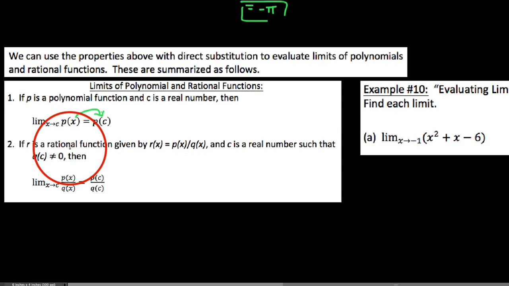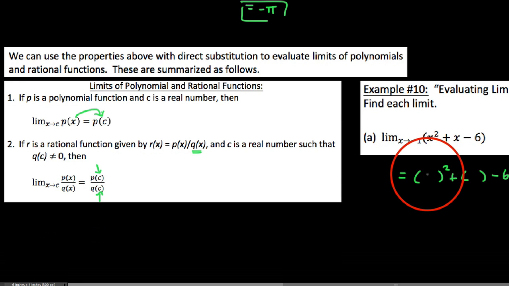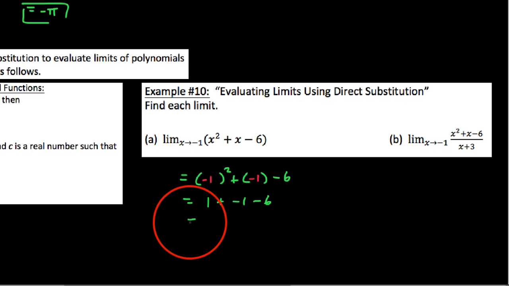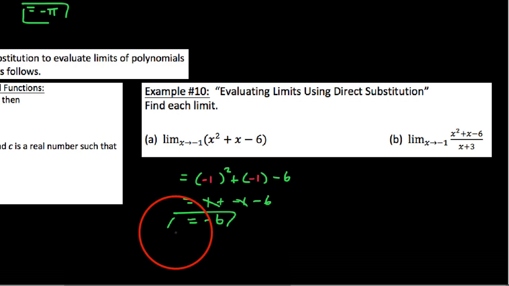And also, if r is a rational function, given as a polynomial over a polynomial q, and c is some real number such that q of c doesn't equal 0, as long as this doesn't equal 0, then the limit of this rational function would be what you get when you just plug c into the top and the bottom. So looking at this here, the limit as x gets really close to negative 1 of this polynomial function would just equal what we get when we directly substitute this into our function. As long as we're defined, we should be good. Negative 1 squared is 1, plus a negative 1 minus 6. This gives us really negative 6. So our limit here is negative 6.